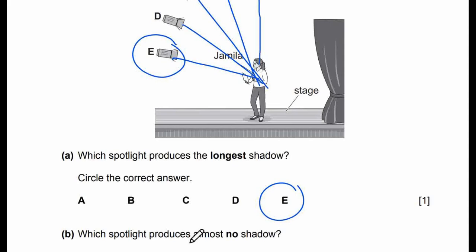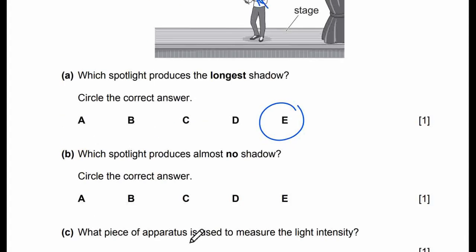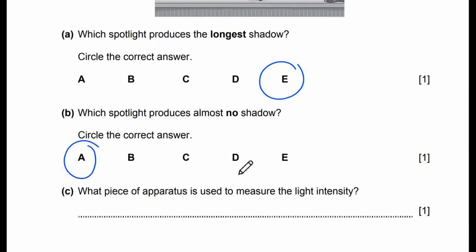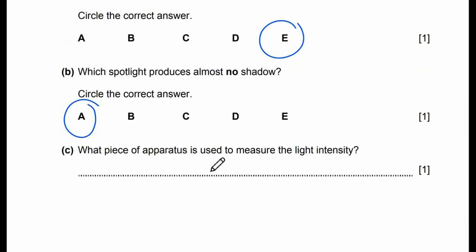Now, which spotlight produces almost no shadow? It will be A, as we see that A is just right at the top of Jamila. It will produce the shortest shadow. Which piece of apparatus is used to measure the light intensity? It will be light intensity meter. Right, let's go to the next question.